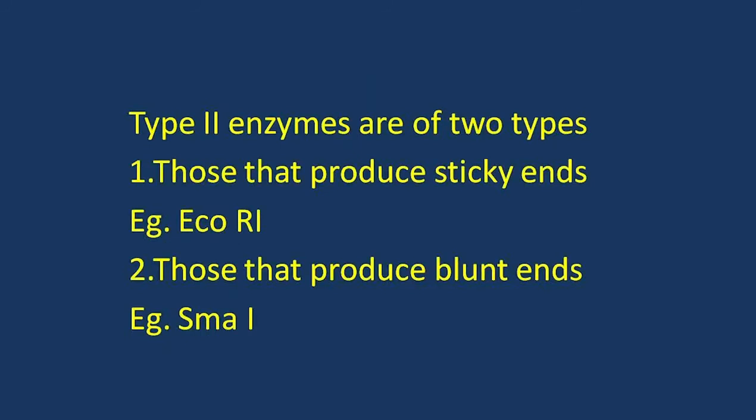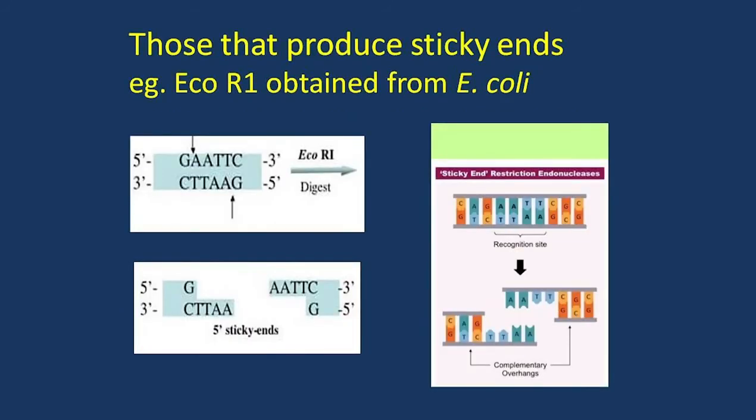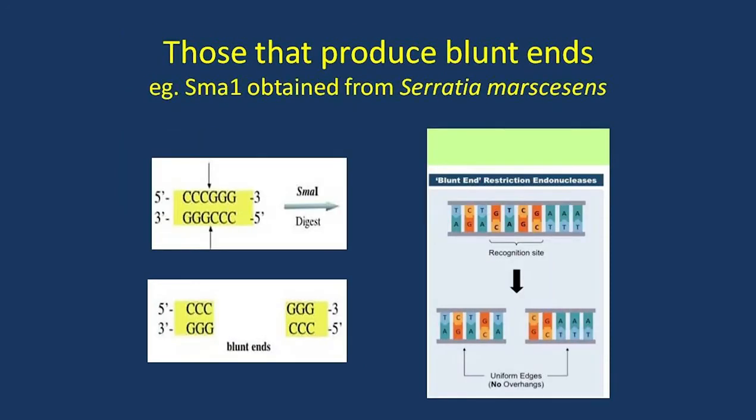Type 2 enzymes are again divided into two. Those that produce sticky ends, example EcoR1, and those that produce blunt ends, example SMA1. In the case of EcoR1, it cuts at the specific location shown by arrows, resulting in the production of sticky ends, also called cohesive ends or overlapping ends. In the case of SMA1, which is obtained from Serratia marcescens, it cuts the DNA right in the middle. So the ends of the DNA have blunt ends.